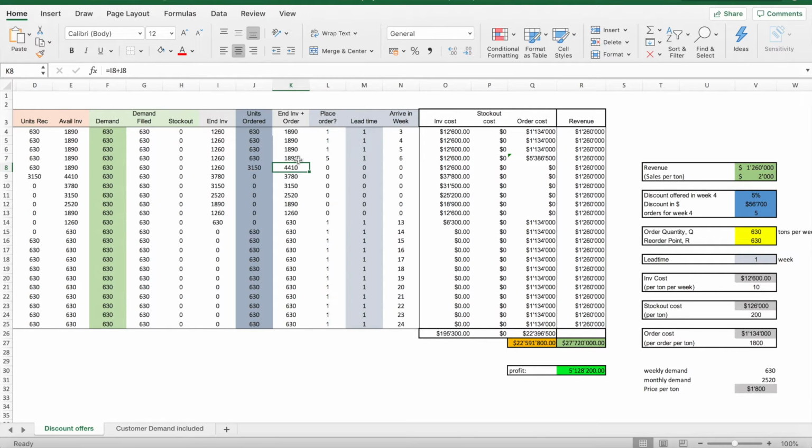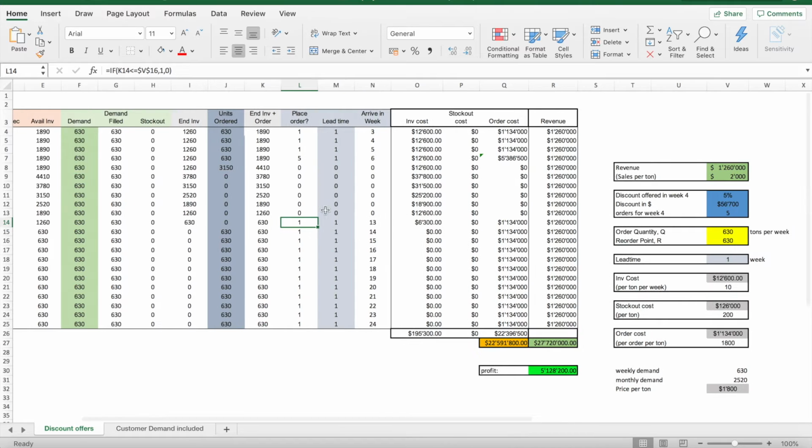So then as our orders are placed in week 4, our end inventory plus order stocks up, and we will use that up. We will not place any orders for the coming next 6 weeks until week 11. In week 11, our if function looks at whether or not we have reached our reorder point. And since we have, this reorder point being 630, it will start placing an order. We therefore have our normal situation back again from then onwards.